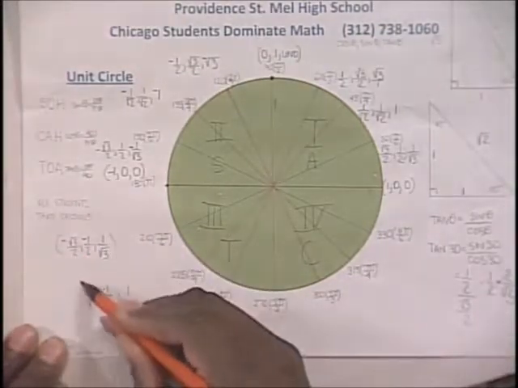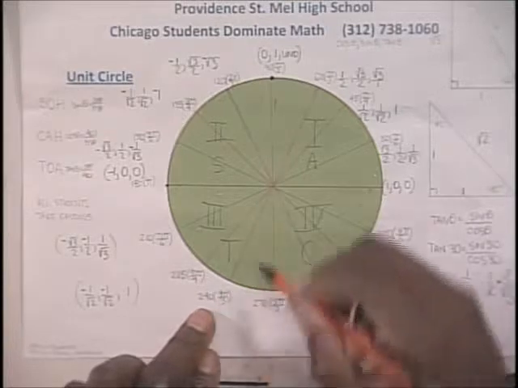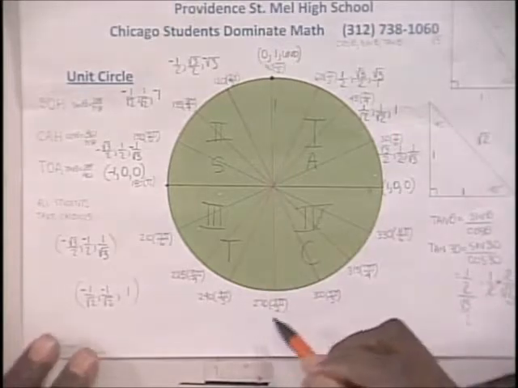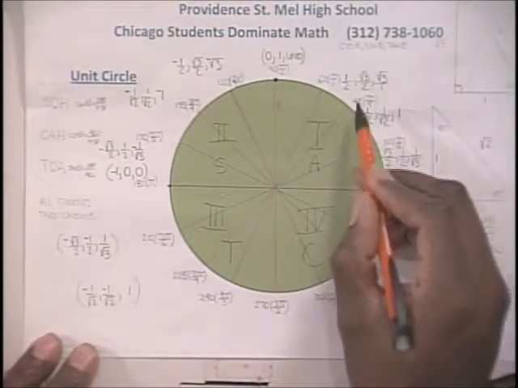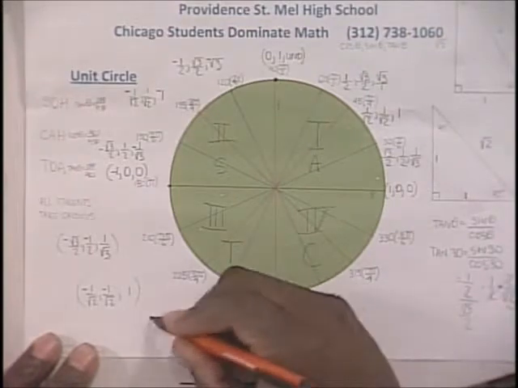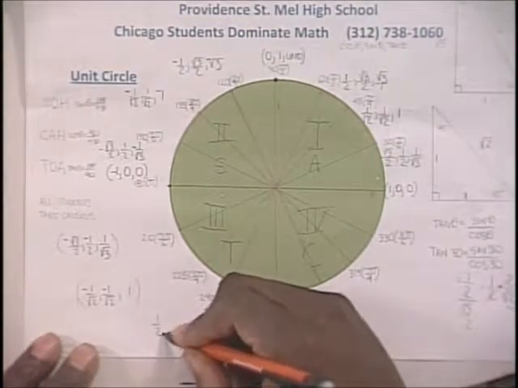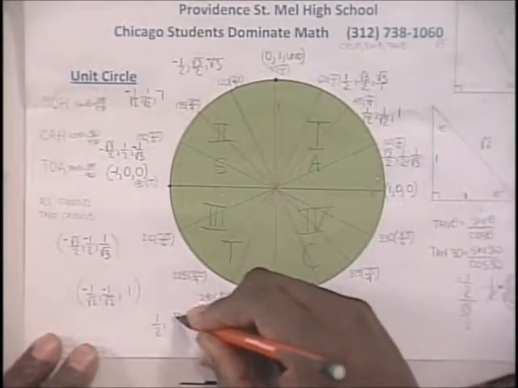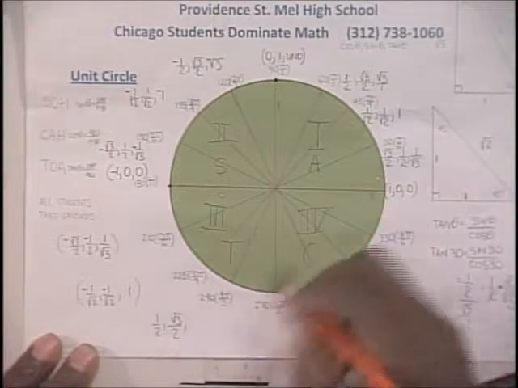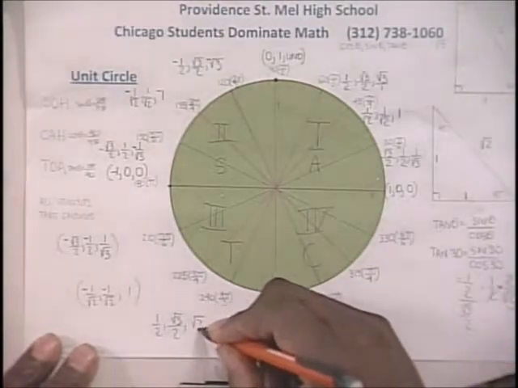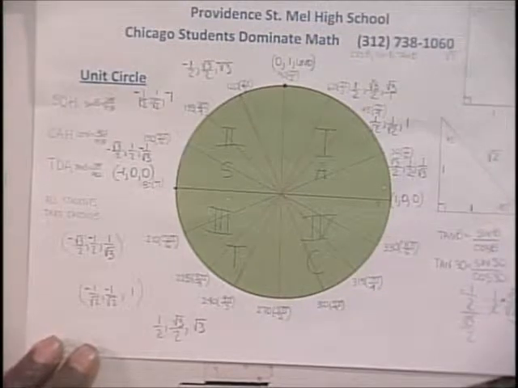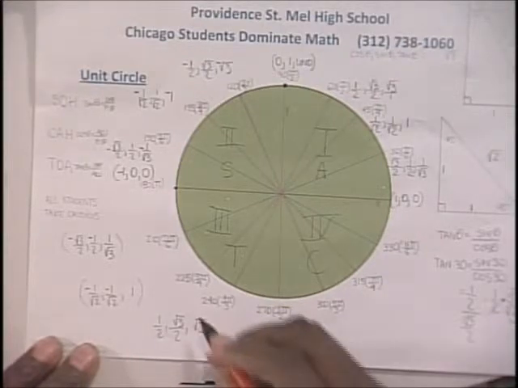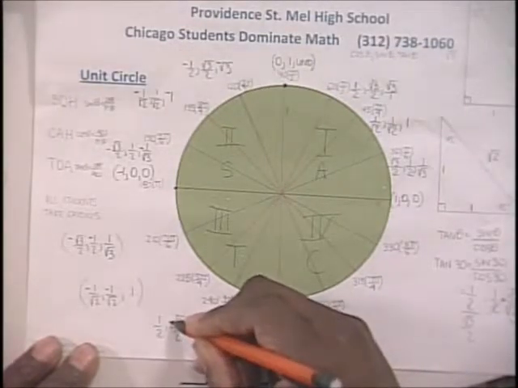All right, so 240, the reference angle is 60. The acute angle measured against the x-axis is 60 degrees. We've already determined that the cosine of 60 is half. The sine of 60 is radical 3 over 2. The tangent of 60 is radical 3. All right. So the tangent of 240 is positive. The sine of 240 is negative, and the cosine of 240 is negative.